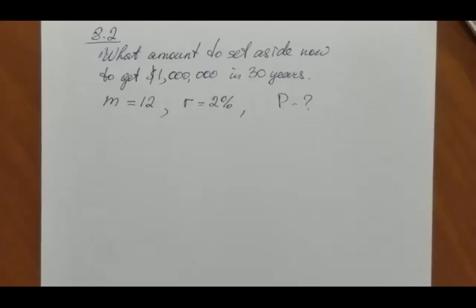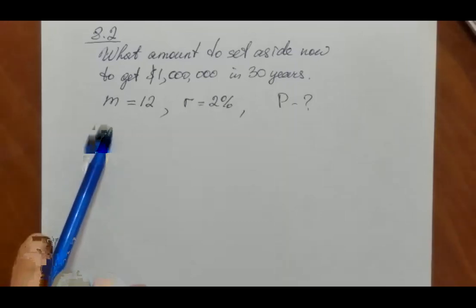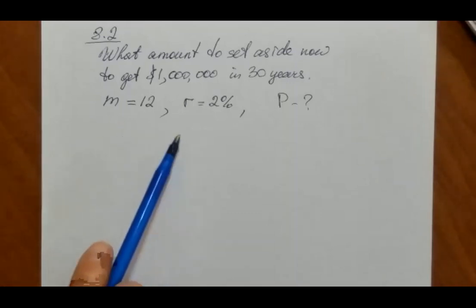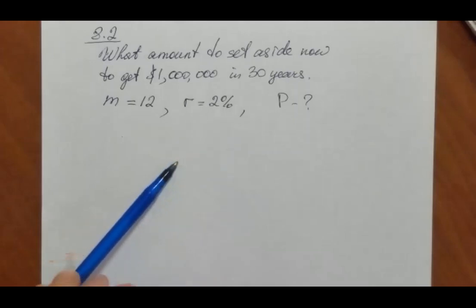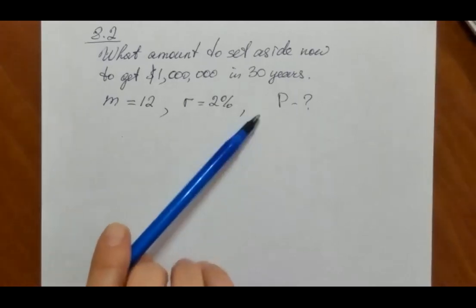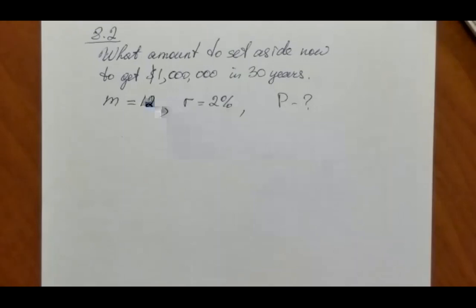Let us solve the following problem. What amount do we want to set aside now to get $1 million in 30 years? So suppose that our account is compounded monthly. Annual interest rate is 2%. So we want to find a principal given the amount A.